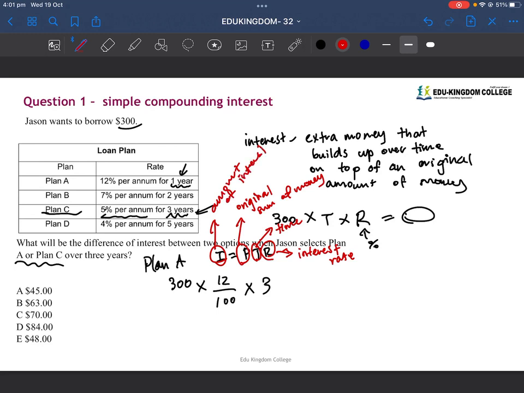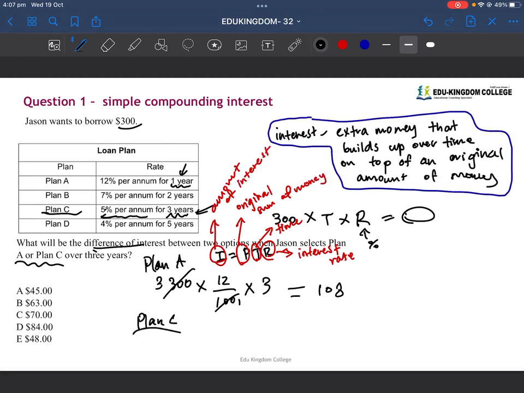Okay. Now that we have found out plan A, 300 times 12 over 100 times 3, we just need to calculate that. So cancel, because 300 and 100, we can cancel into 3 and 1. 3 times 12 times 3 is $108. Now, let's have a look at plan C.